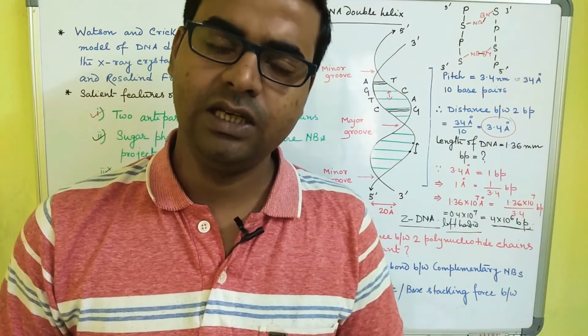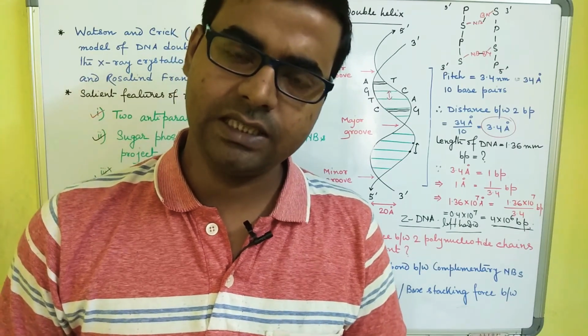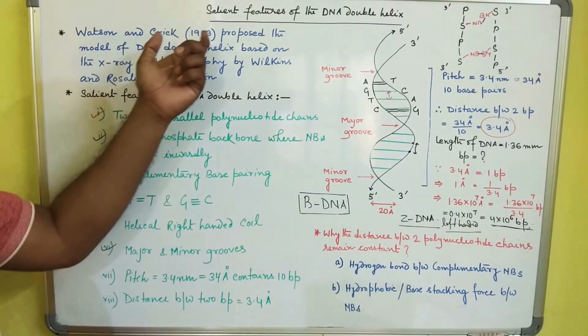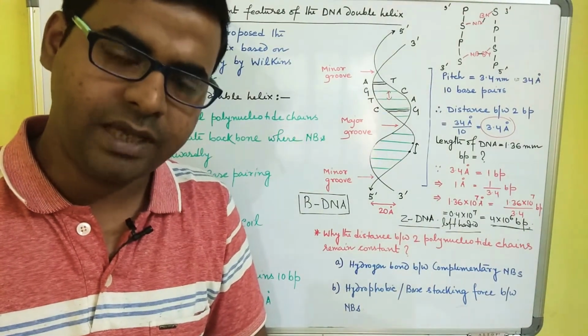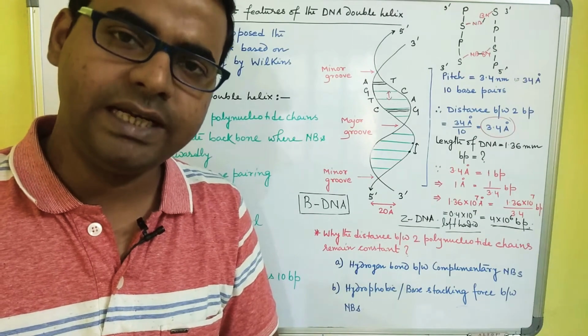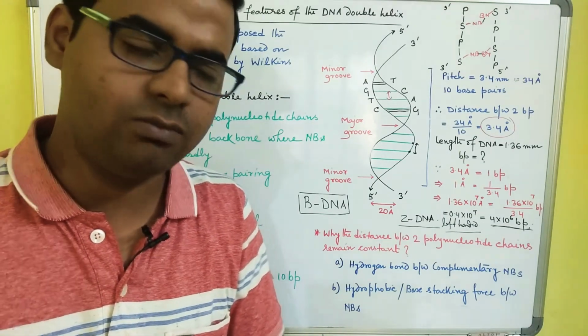In today's lecture, we'll discuss the salient features of the DNA double helix. So let's begin our discussion. Watson and Crick in the year 1953 first proposed the double helical model of DNA, and it was based on the X-ray crystallographic results from Wilkins and Rosalind Franklin. So let's discuss the salient features of this model.